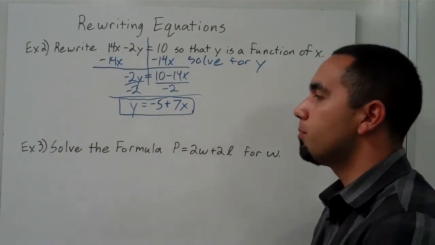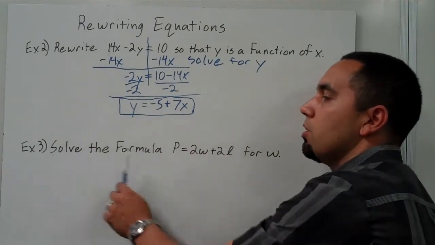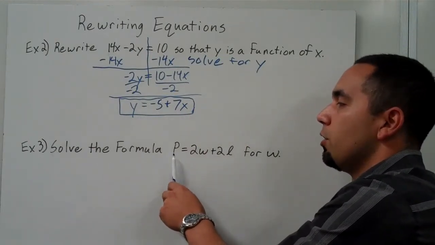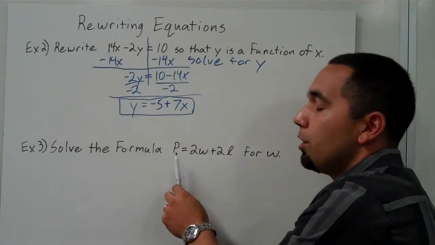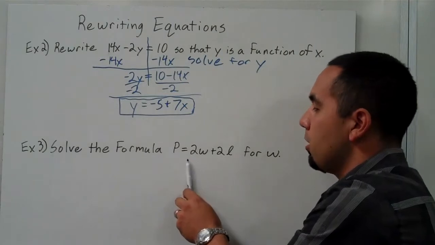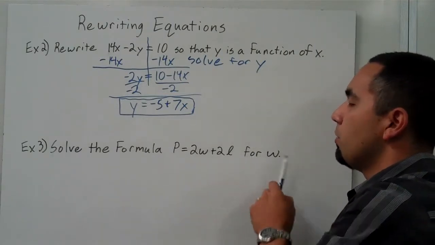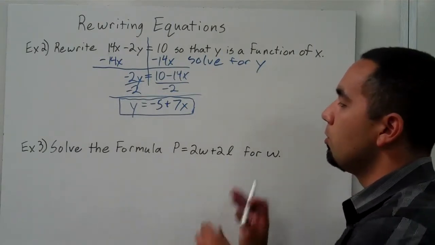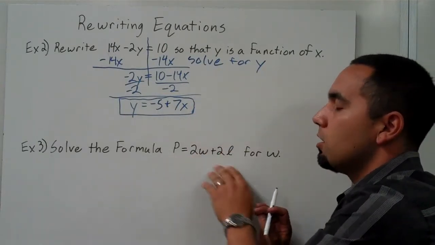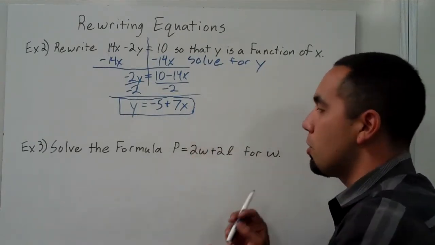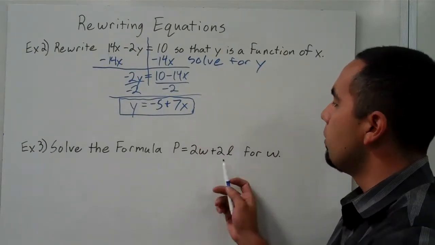We solved for y. Example number 3 says solve the formula. So here's the formula, P equals 2w plus 2l. This is the formula for the perimeter of a rectangle. And we want to solve it for w. Okay, so now we have a formula, same exact process as up here, but this is an actual formula, it's not just an equation. Okay, so let's solve it for w.